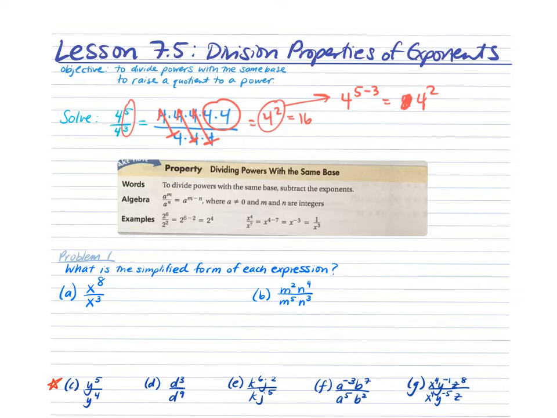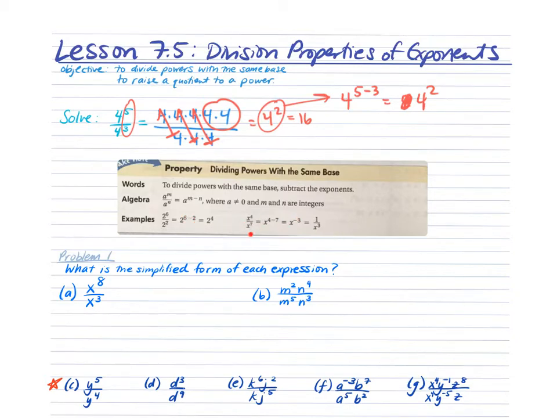So, as you can expect, when you divide powers with the same base, you're going to subtract exponents. So in algebra, if m is the exponent on the top and n is the exponent on the bottom, then it would be the same base, a to the m minus n. And you can see here with numbers, it's how I did it up there.